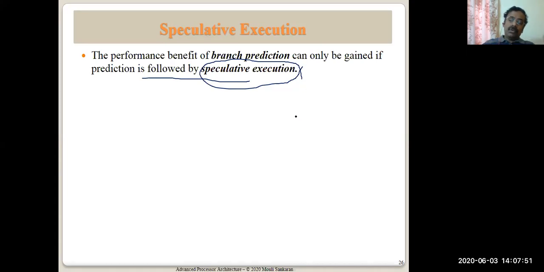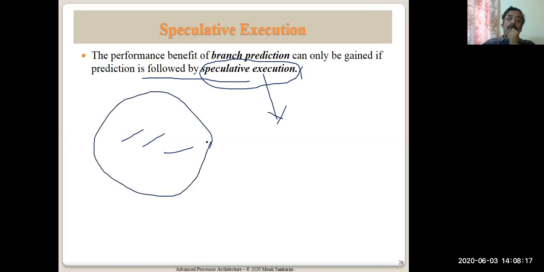Suppose during the class, based on the stress that I am doing on some particular topic, you predict that more questions are likely to come from scoreboarding or dynamic instruction execution. You predict it correctly, but you do not do a speculative execution. What does it mean? You do not go and read about that. What is the advantage of predicting it correctly? Maybe in the exam you say, oh, I thought this question would come from this. If I had read this, I might have done well. I might have got good marks. I might have got good grades. Everything would have become might.